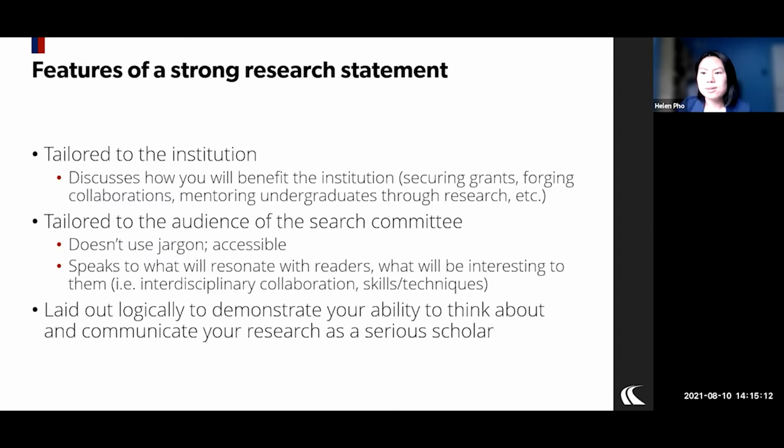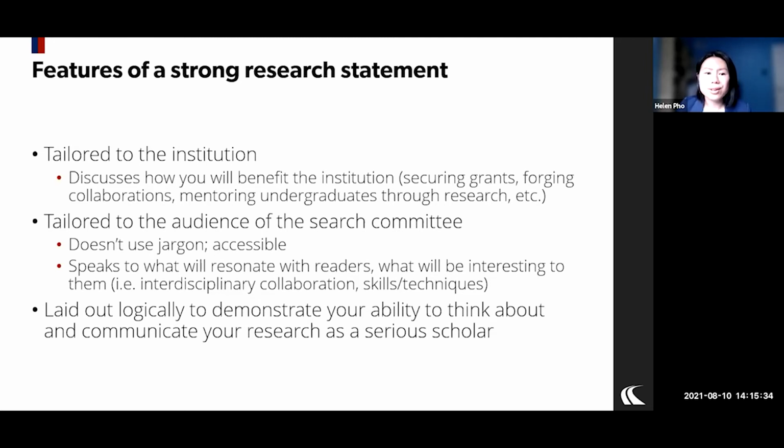It might be something that you learn from the job ad about interdisciplinary collaboration. It might be certain skills or techniques that they're very interested in. It might be a new direction that they're focusing on within the department. So that kind of information can help you with tailoring to the audience of the search committee.